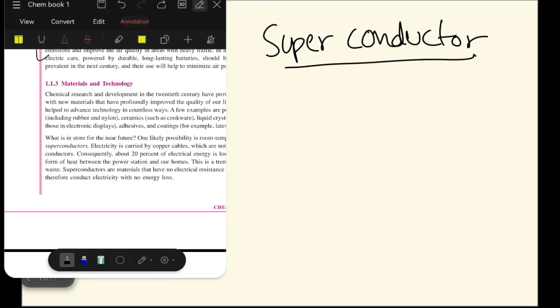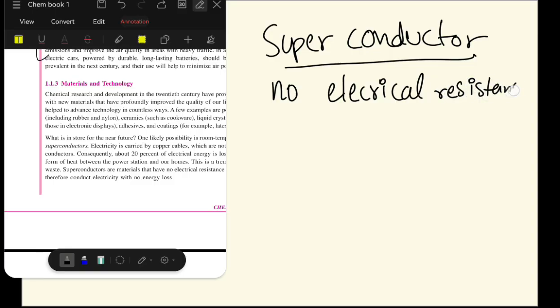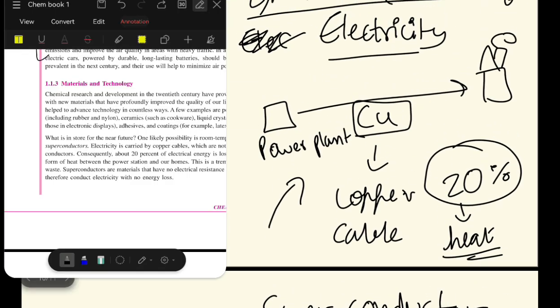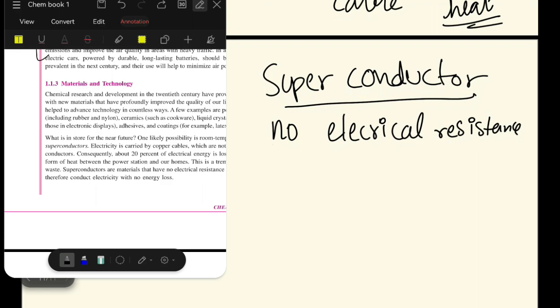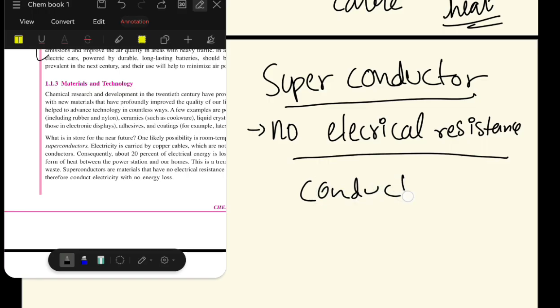What is a superconductor though? A superconductor is a material which has no electrical resistance. Why does electricity turn into heat? Why is the 20% lost? Because of electrical resistance. Superconductors do not have electrical resistance, so they can conduct electricity without any energy loss, no energy loss.